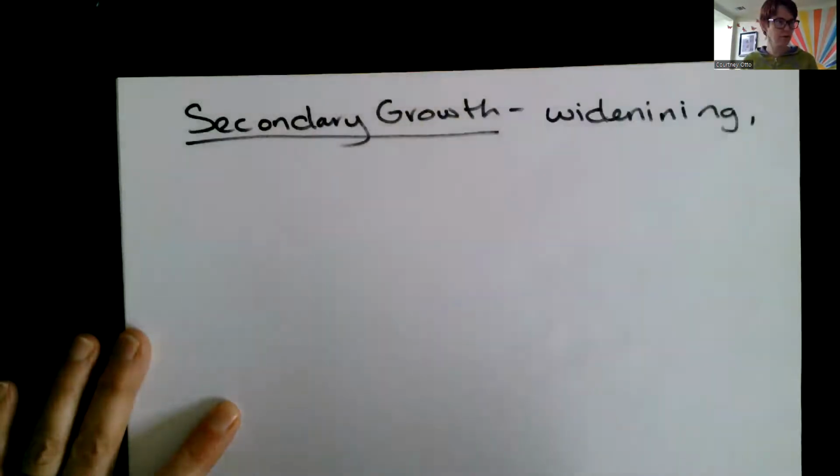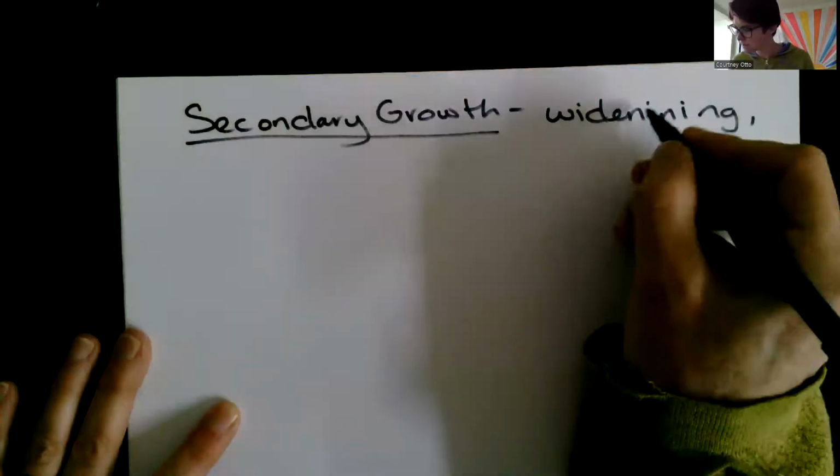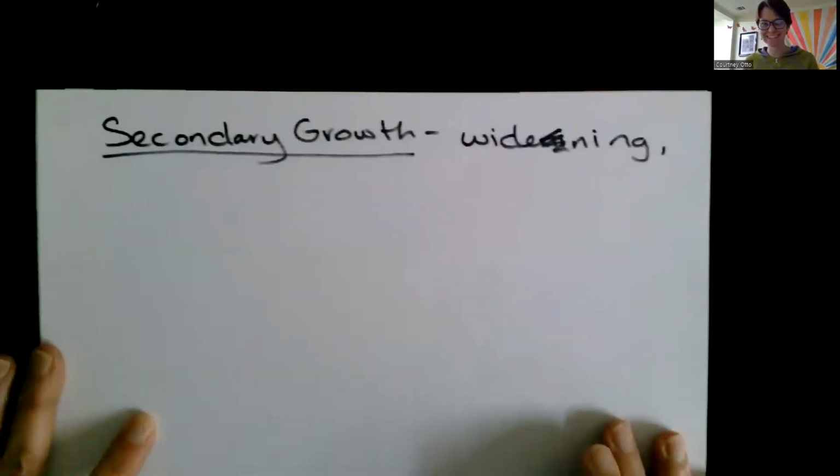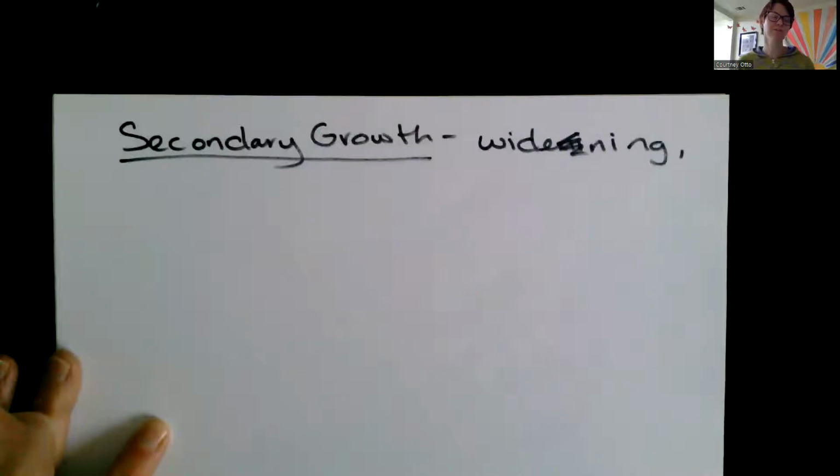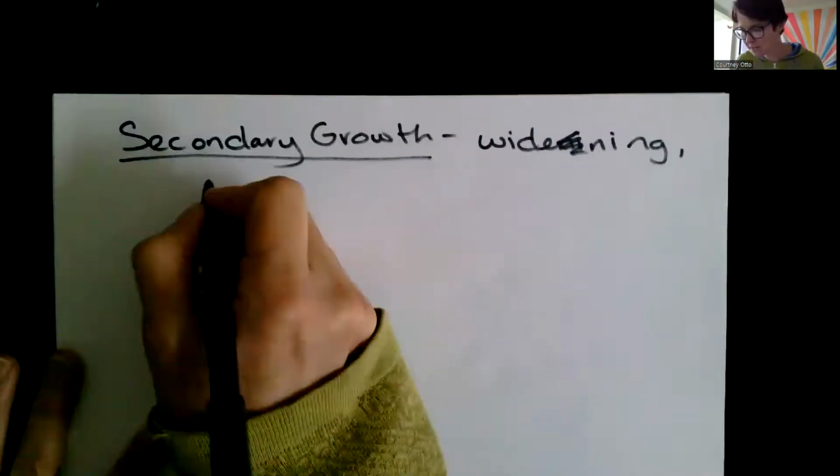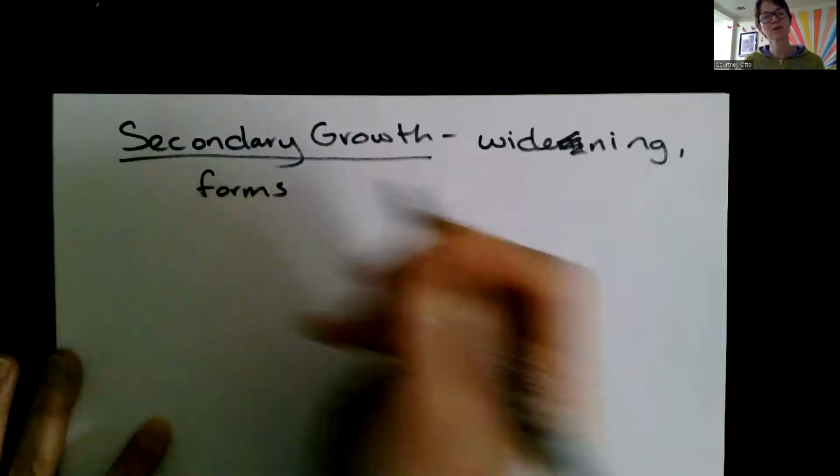Did I spell that right? It looks really funny. Widening. I have too many there. There, widening. Widening of our root or stem system. And ultimately, this is going to be how wood and bark are going to be formed.